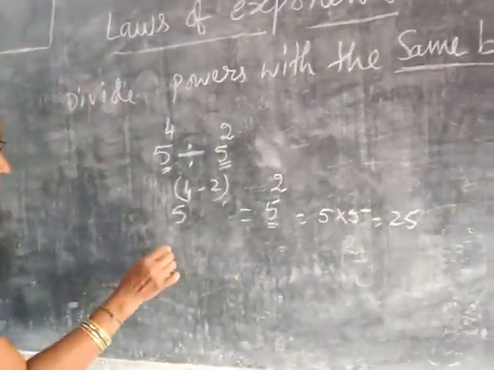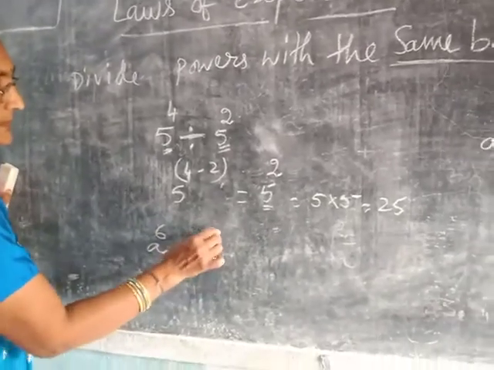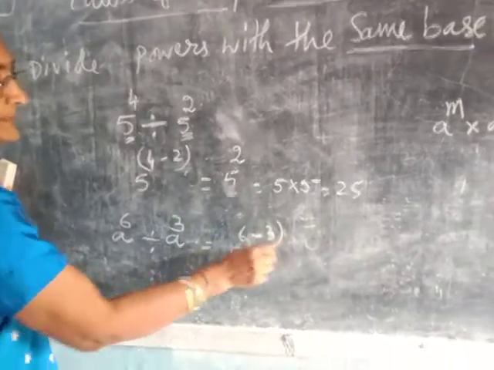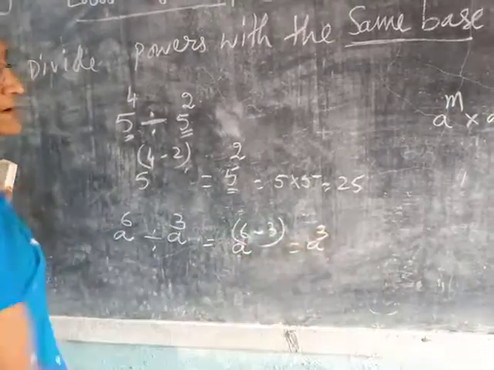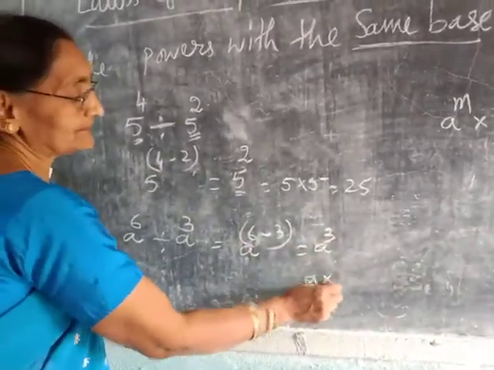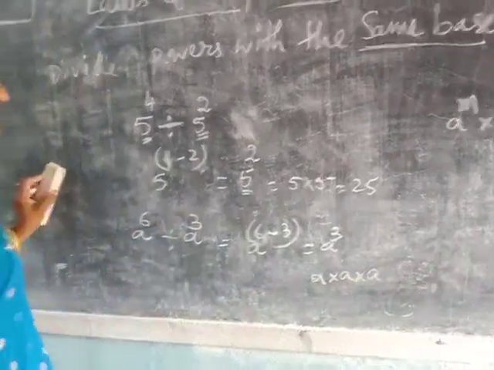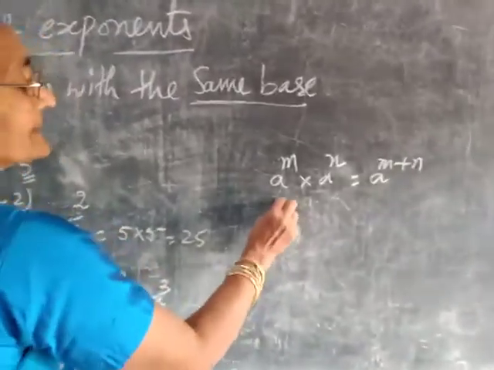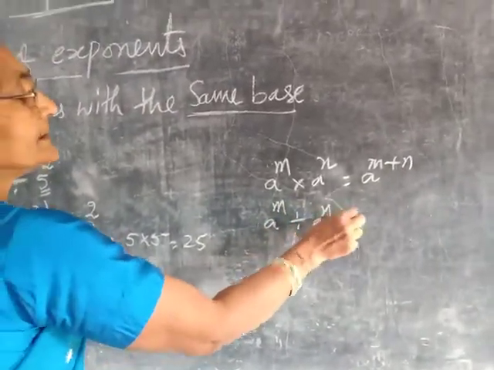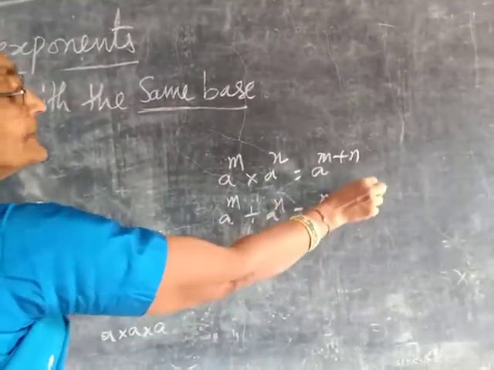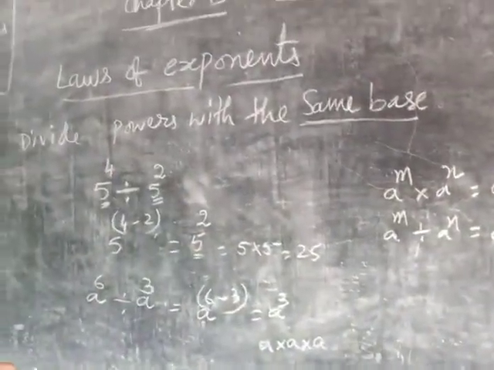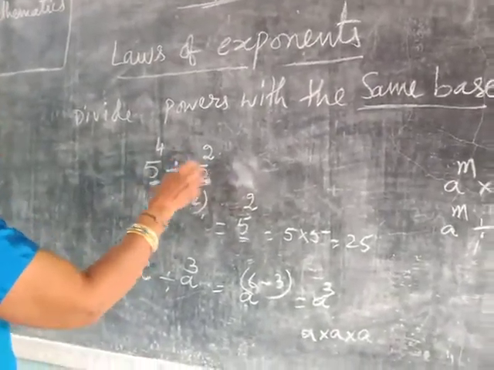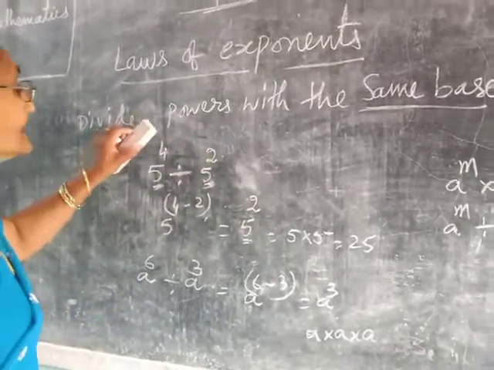Then suppose a to the power 6 divided by a to the power 3 is there. Then how will it come? A to the power 6 minus 3 equals a cube. What is the meaning of this? A into A, 3 times. Do you understand now? This is dividing powers with the same base. What is the formula? A to the power m divided by a to the power n equals a to the power m minus n. This is the formula of exponents. Between the same bases, when division is there, the power should be subtracted. Do you understand? Next.